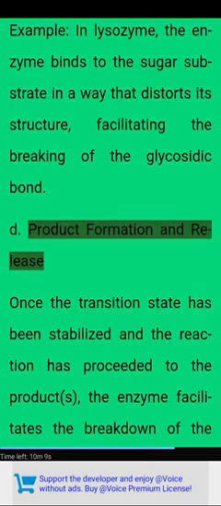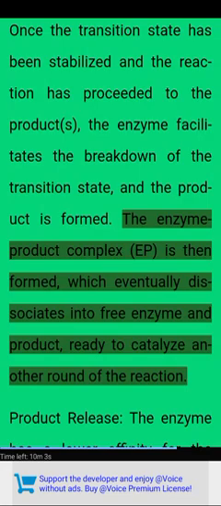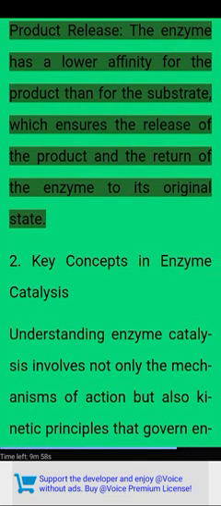D. Product formation and release. Once the transition state has been stabilized and the reaction has proceeded to the products, the enzyme facilitates the breakdown of the transition state, and the product is formed. The enzyme-product complex EP is then formed, which eventually dissociates into free enzyme and product, ready to catalyze another round of the reaction. Product release: the enzyme has a lower affinity for the product than for the substrate, which ensures the release of the product and the return of the enzyme to its original state.